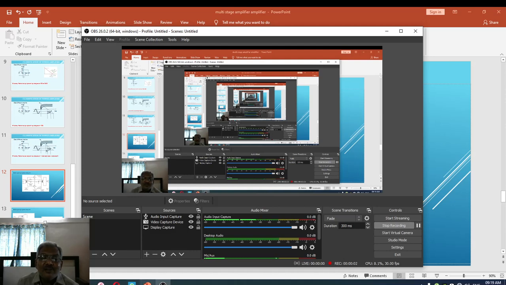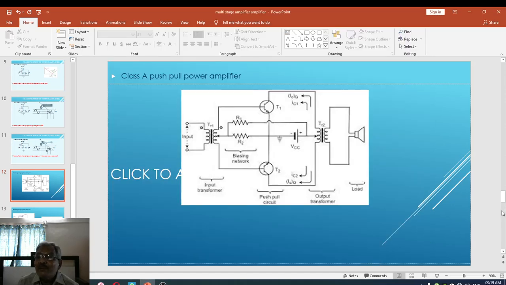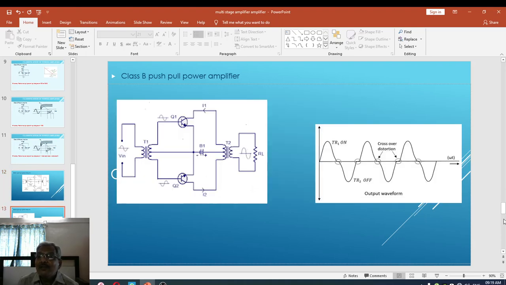Friends, last time we studied the class A push-pull power amplifier that amplifies the input power level by the pushing and pulling action of the power transistors, whose operating point is adjusted exactly at the center of the load line so that output current flows throughout the full AC input cycle, but its efficiency is less. To improve its efficiency, the Class B push-pull power amplifier is designed.